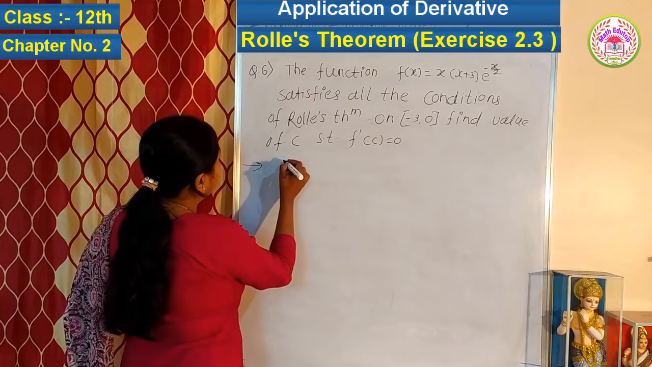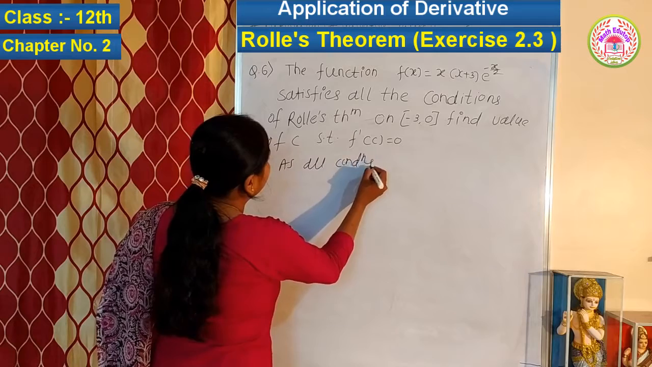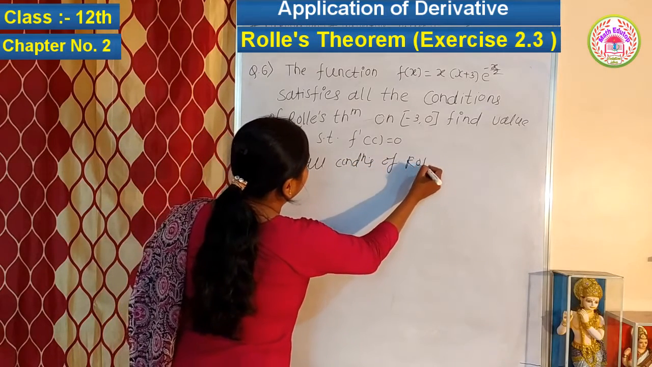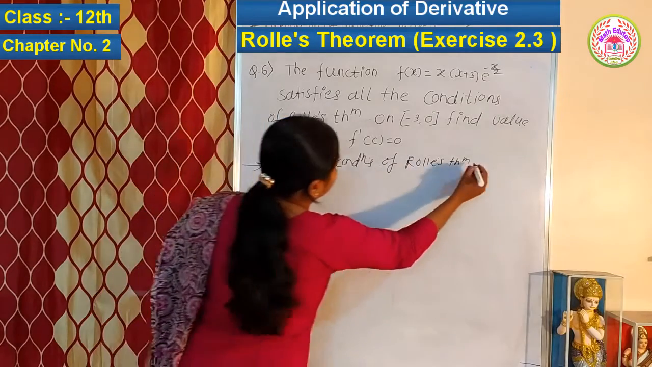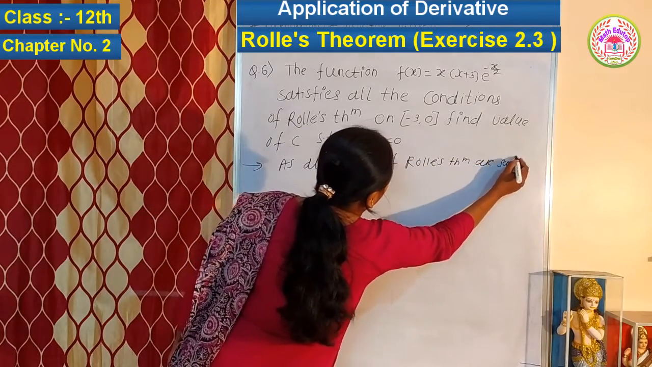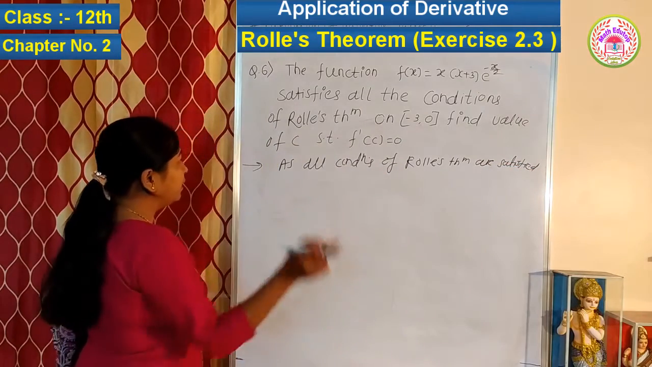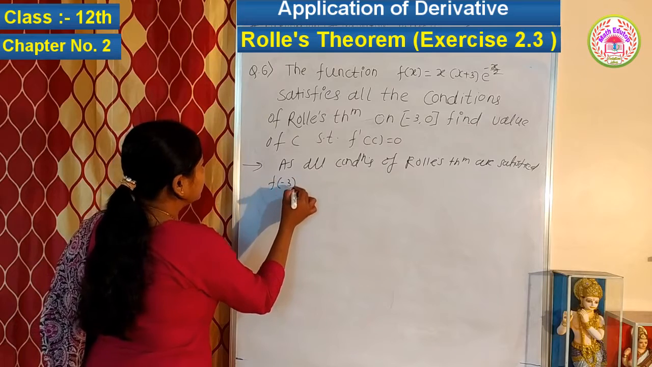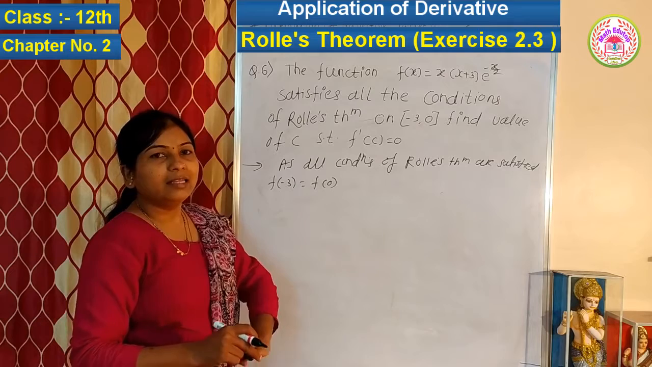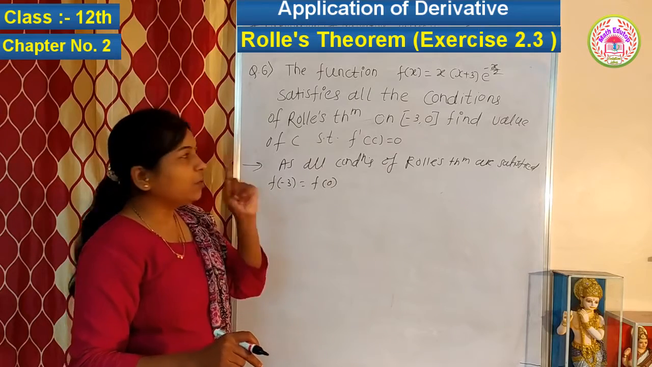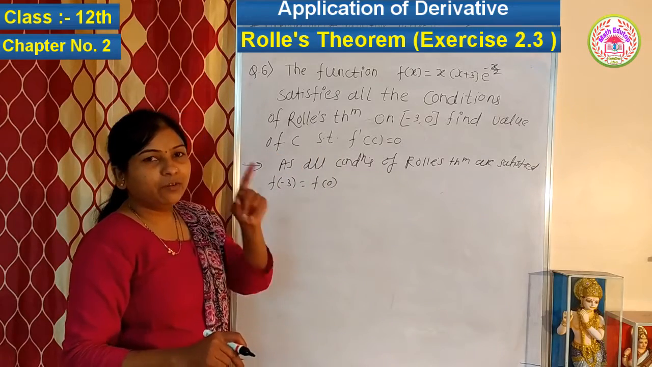Okay, as all conditions of Rolle's theorem are satisfied, meaning it is continuous, differentiable, and the value of f of minus 3 is equal to f of 0 also. Then if all the conditions are satisfied, there definitely exists one point c belonging to the open interval minus 3 0 such that f dash of c is equal to 0, and we have to find this point c.